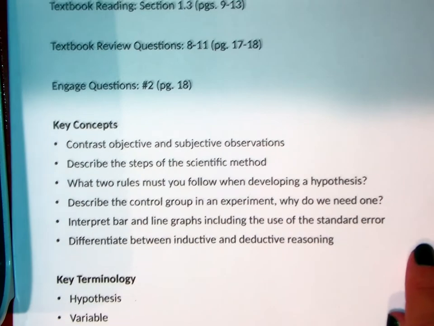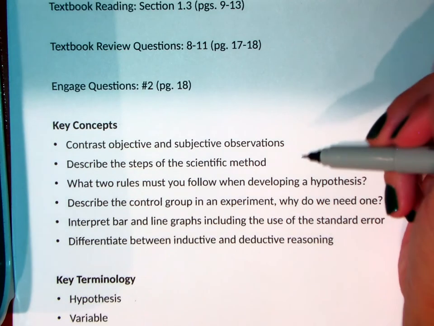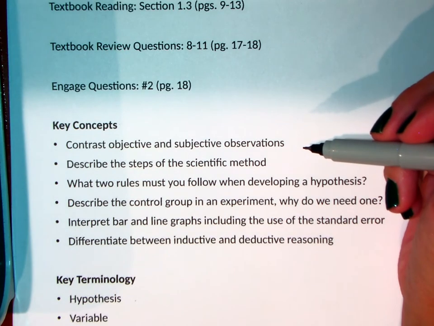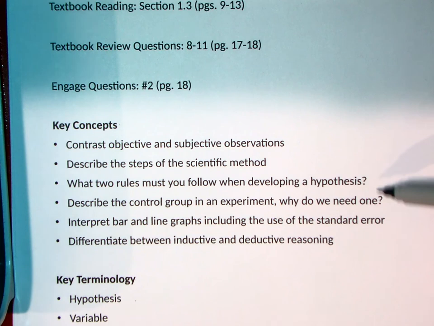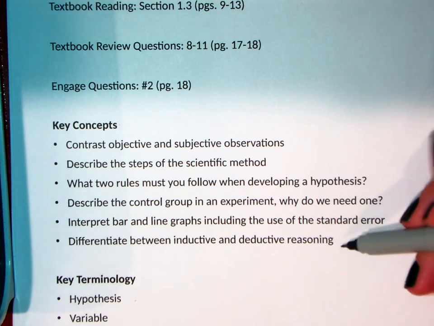So there are textbook review questions and engage questions on these pages. So the key concepts for this chapter are to contrast objective and subjective observations, describe the steps of the scientific method, see what 2 rules you must follow when developing a hypothesis, describe the control group in an experiment and why we need one, interpret bar and line graphs including the use of standard error, and differentiate between inductive and deductive reasoning.